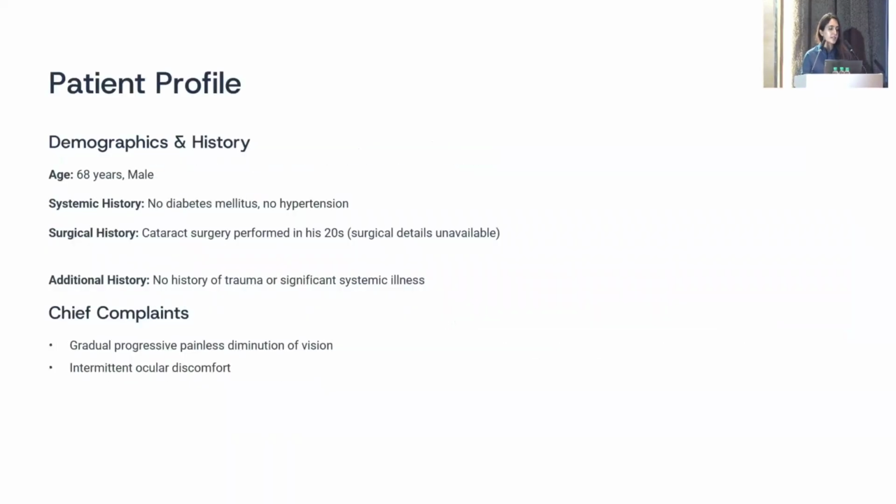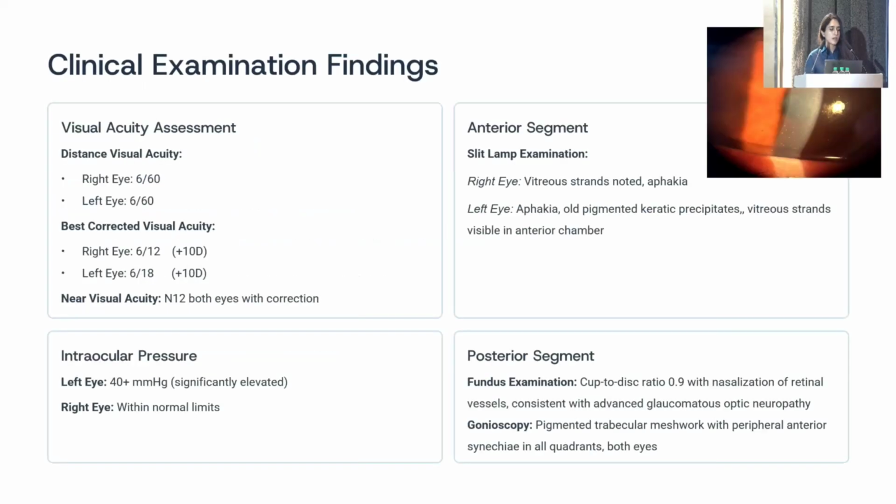Patient profile. A 68-year-old male presented with the chief complaints of gradual progressive painless diminution of vision, intermittent ocular discomfort. No significant systemic history was included, but the cataract surgery for this patient was performed in his 20s. No surgical details were available. The visual acuity was 6/60 in both the eyes, best corrected to 6/12 in the right eye and 6/18 in the left eye. The patient was using +10 diopter aphakic glasses. The intraocular pressure was more than 40 mostly in the left eye, and in the right eye it was normal.